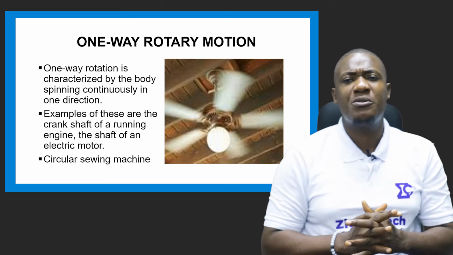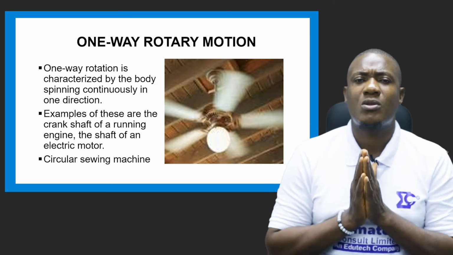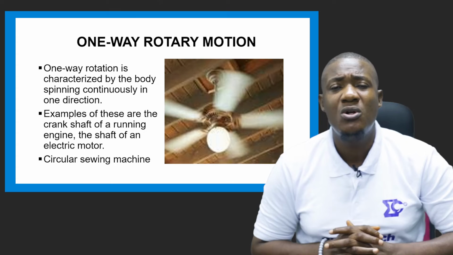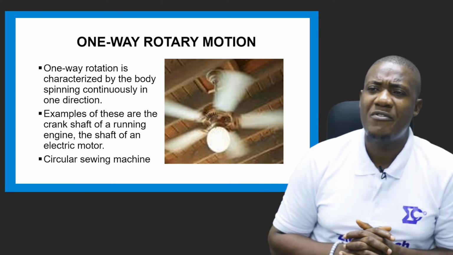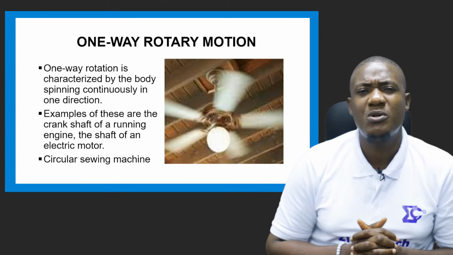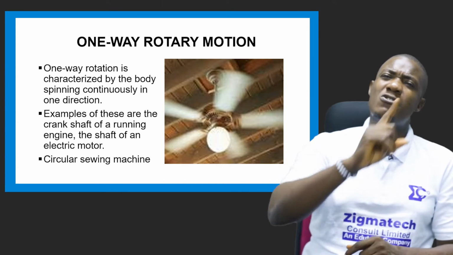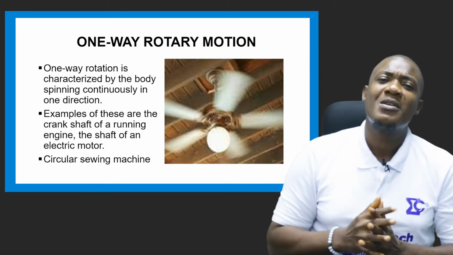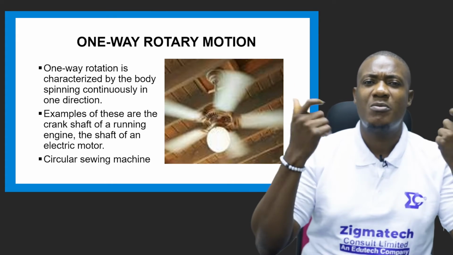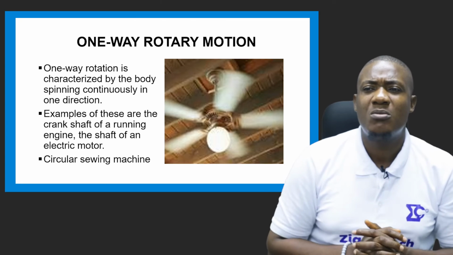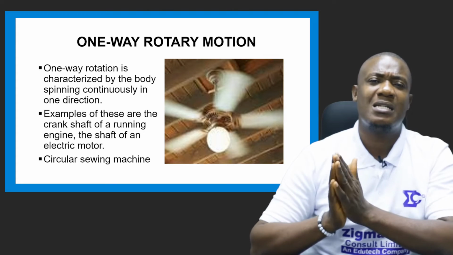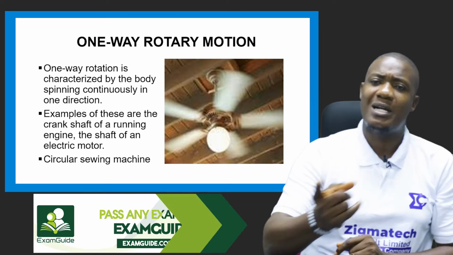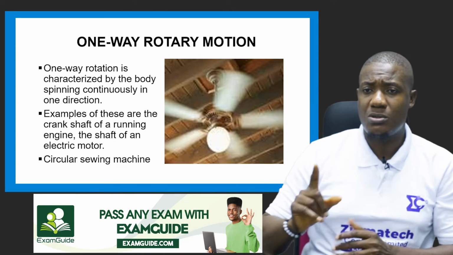We have examples of objects that perform one-way rotary motion. For example, the ceiling fan that you have in the picture there performs one-way rotary motion. The ceiling fan does not rotate like this and at the same time turn like this. If that happens, then maybe you have to change the terminals. But if it's designed properly, it only goes one way.